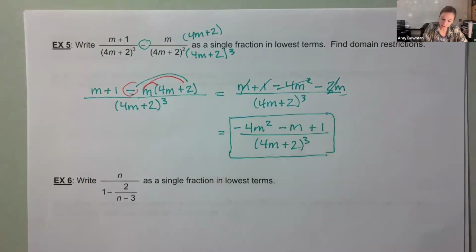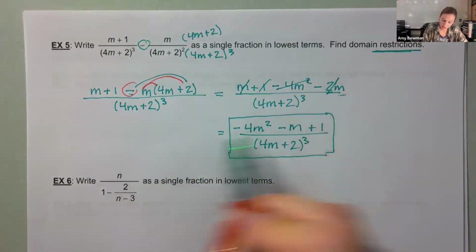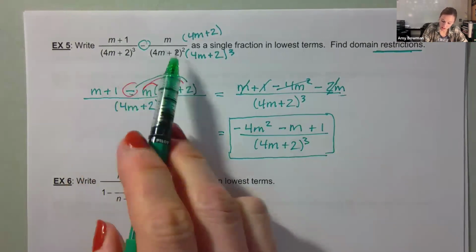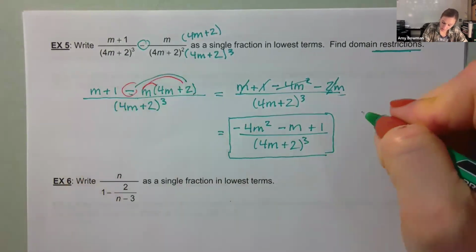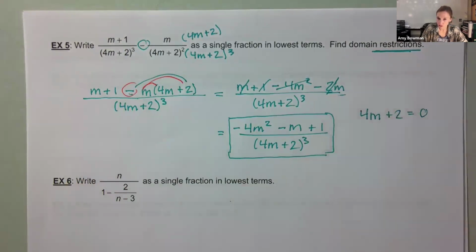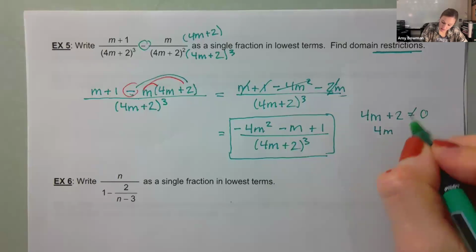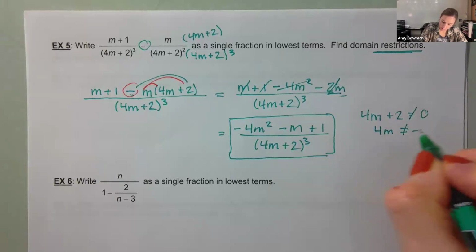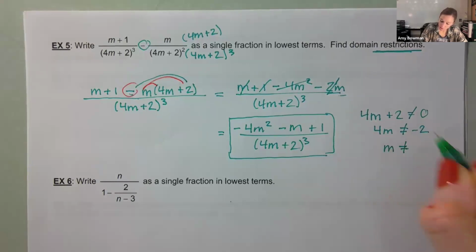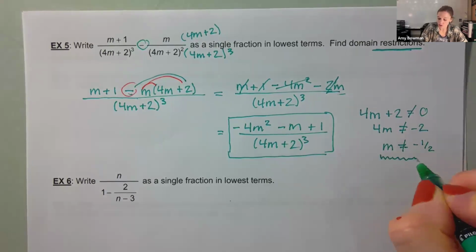We do still need to find the domain restrictions here. Since our only denominator for this entire problem was 4m plus 2 cubed or squared, the only thing we need to worry about is when 4m plus 2 equals 0, because that will cause division by 0. So 4m cannot equal negative 2, divide both sides. M cannot equal negative 2 over 4, or negative 1/2. So here's our restriction on m.